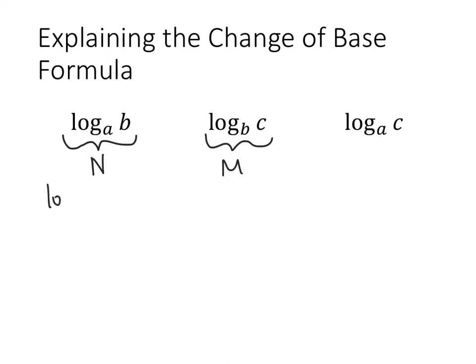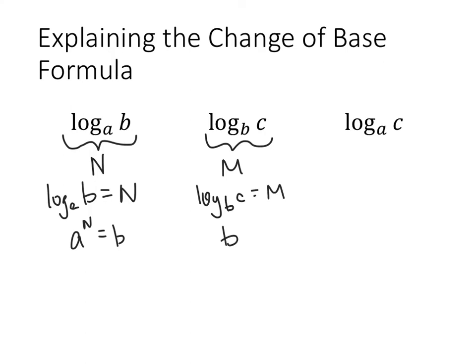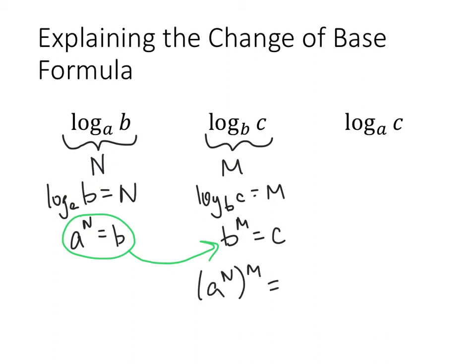So the log base a of b equals n, and we know that we can convert that logarithmic equation into an exponential equation, which looks like a to the n equals b. Similarly, because the log base b of c equals m, converting that to an exponential equation gives us b to the m equals c. Now I want to combine these two equations together. I know that a to the n equals b, so I'm going to substitute that value for b into the second equation. What I get is a to the n, to the m, equals c.